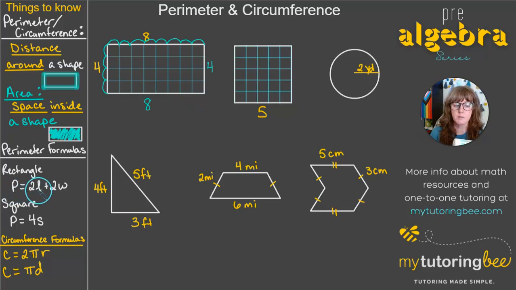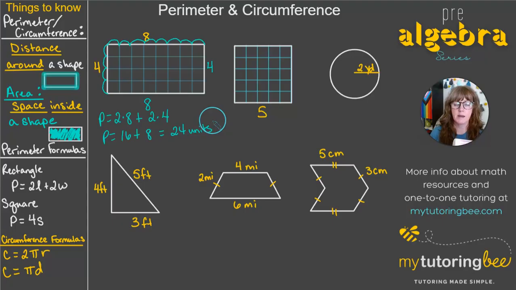Perimeter equals 2 times L, which is length, plus 2 times W, which is width. And as you can see, we have 2 of those widths of 4 and 2 of those lengths of 8. So let's go ahead and find the perimeter of this shape. So 2 times the length of 8, plus 2 times the width of 4. And then we're going to multiply first, following order of operations. So that's 16 plus 8, and 16 plus 8 gives us 24. So this rectangle has a perimeter of 24 units.